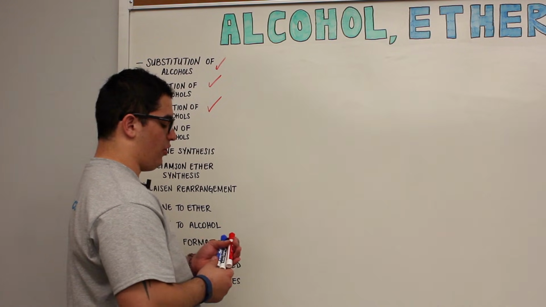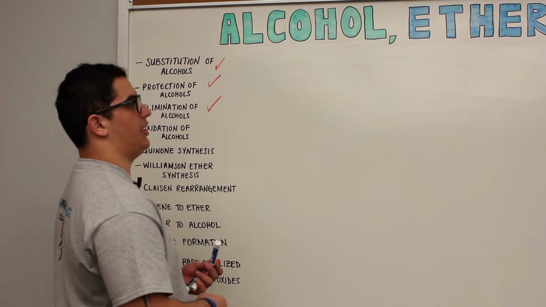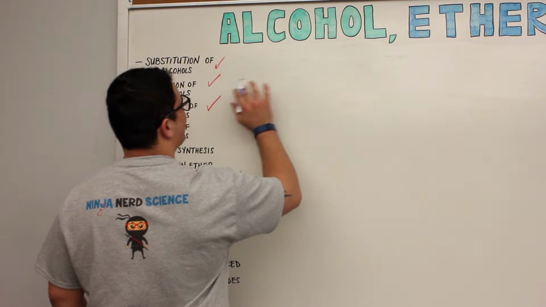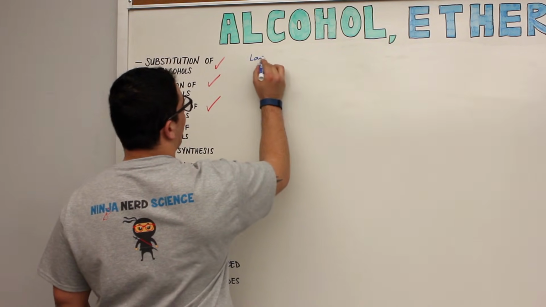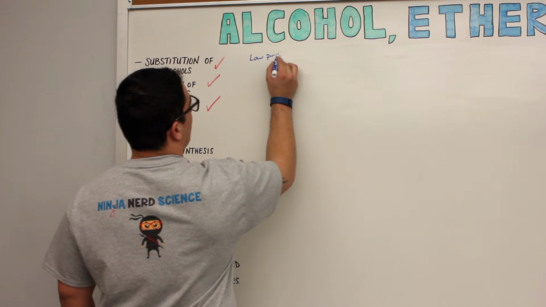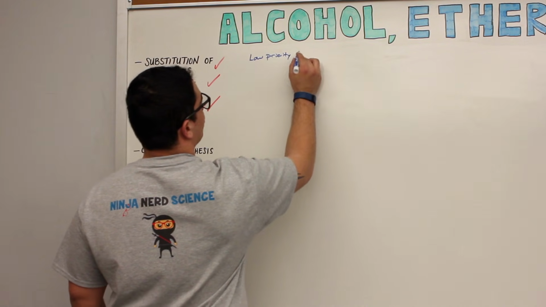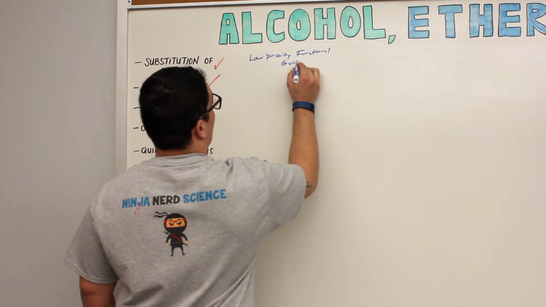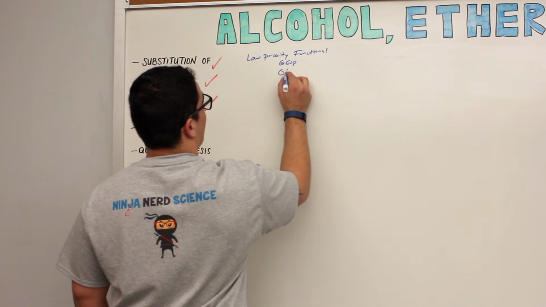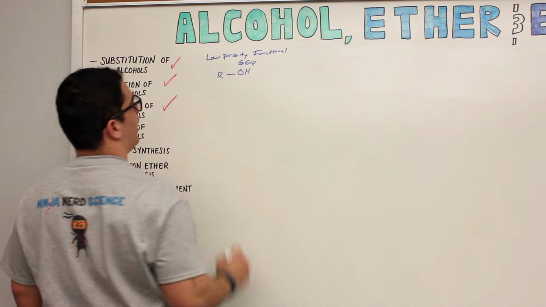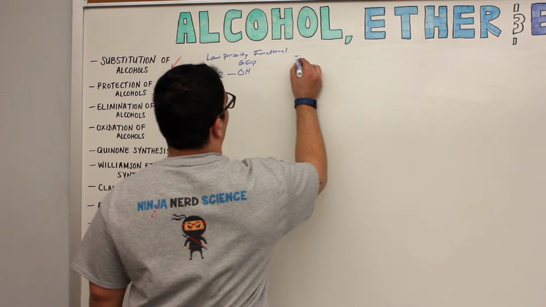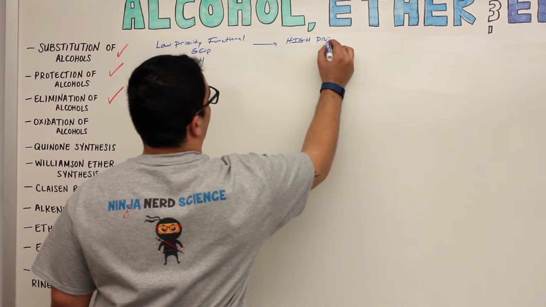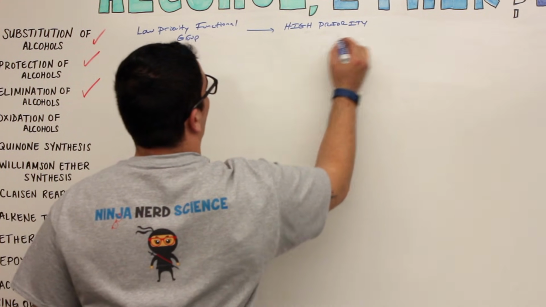Well, first off, before I even go into those reactions, what is happening with an oxidation reaction? We can think about this as going from a low priority functional group. For example, the one we're starting with is a hydroxyl group, right? So an OH. Let's just put ROH here. And you're turning this into a high priority functional group.